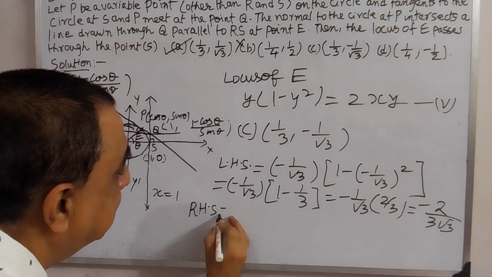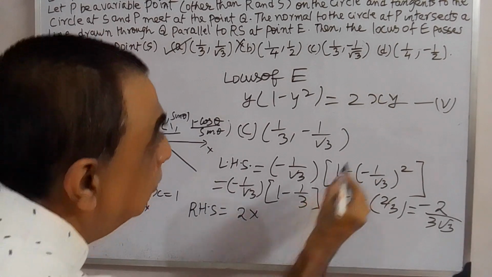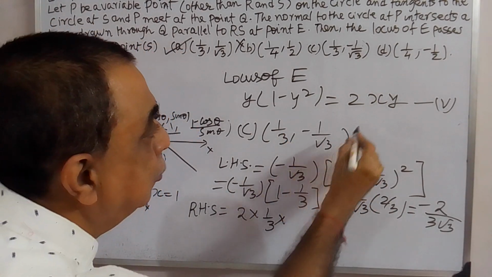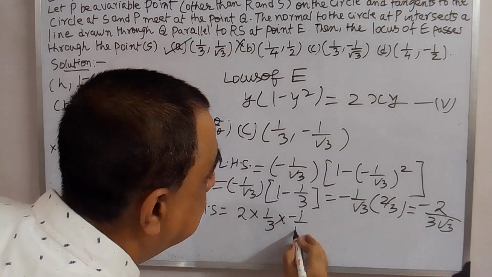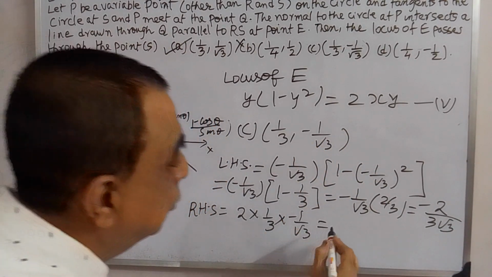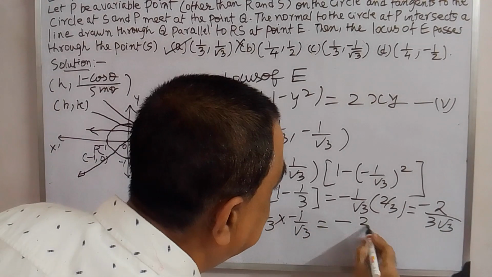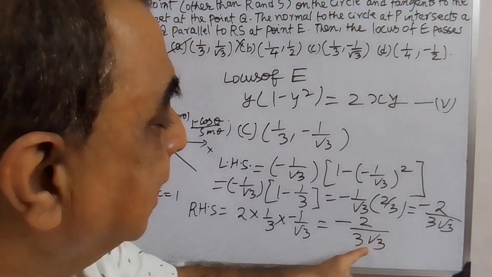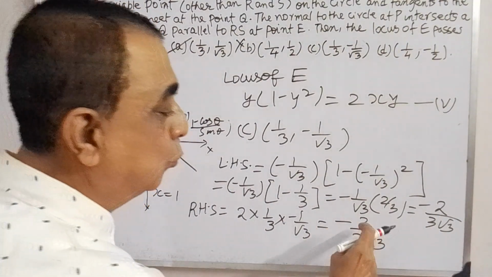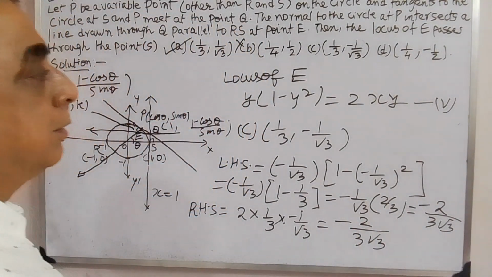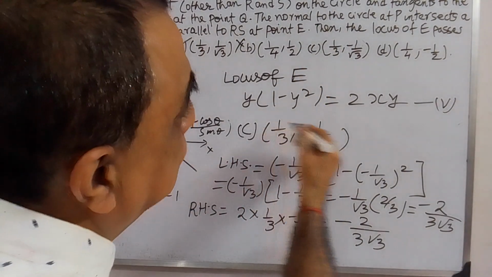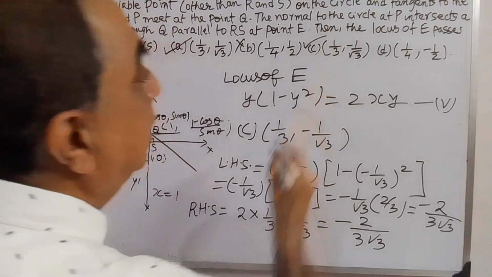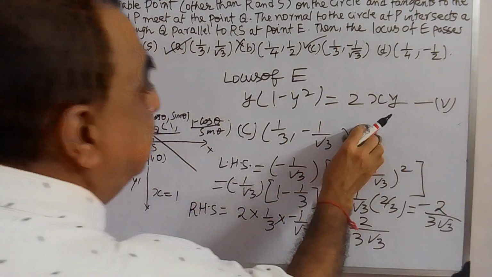Now check the right hand side. So right hand side will be 2 into the value of x. x value is 1 by 3, and y value is minus 1 by root 3. So plus into minus is minus. So this is minus 2 by 3 root 3. So we are getting left hand side and right hand side both as minus 2 divided by 3 root 3. So the point C is satisfying the equation of the locus of E. So the point C is lying on the locus of E.